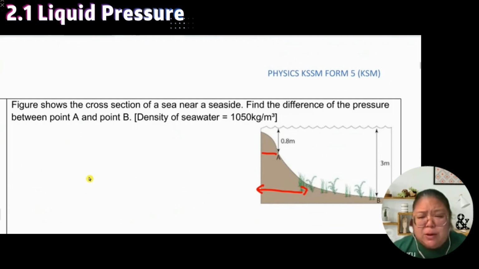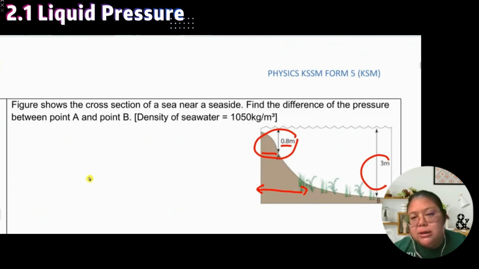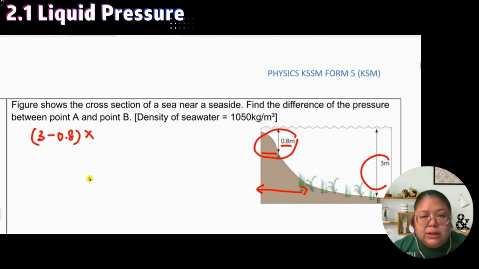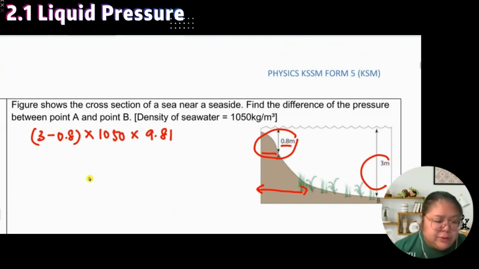So you can see this part is only 0.8 depth. This one is 3 meter. So the question, they find the difference of the pressure for point A and point B. Method to do it: you can find the pressure first and then subtract, or you can subtract the depths from the start, either is fine. Okay, we straightforward 3 minus 0.8. This one is my H. Rho liquid is 1050. Then after that, G. Okay, then we straightforward get the answer.